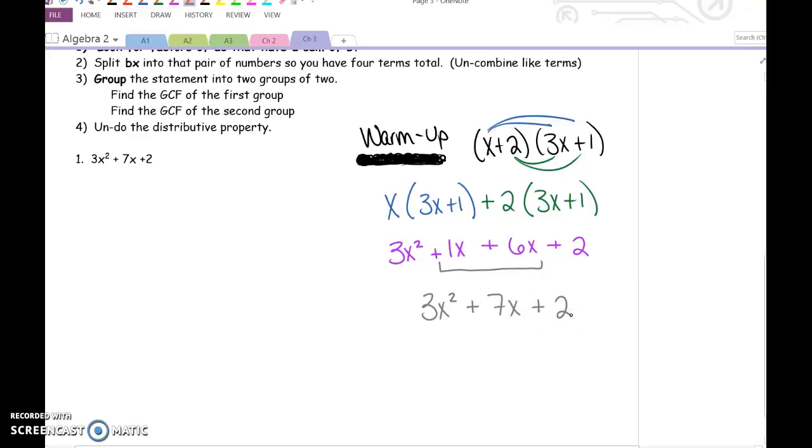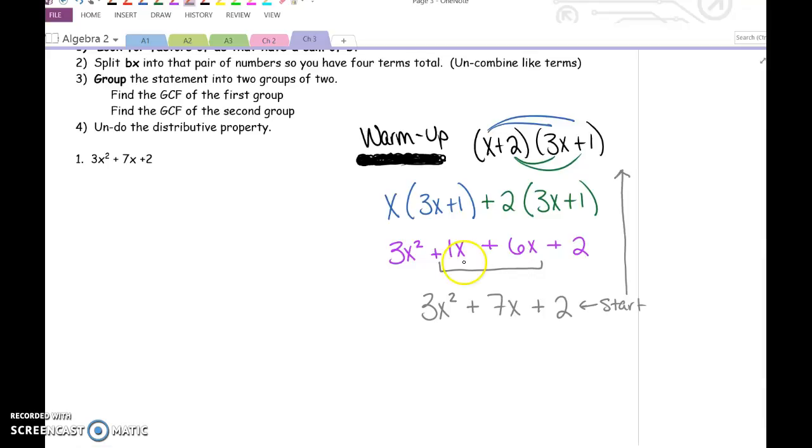Take a look at what example 1 is. So, the factored form of number 1 is x plus 2 times 3x plus 1. We are going to learn how to start here and do these steps backwards to try to get back to the factored form. And I wanted you to see it written out like that because these are the steps that we're going to follow in reverse.